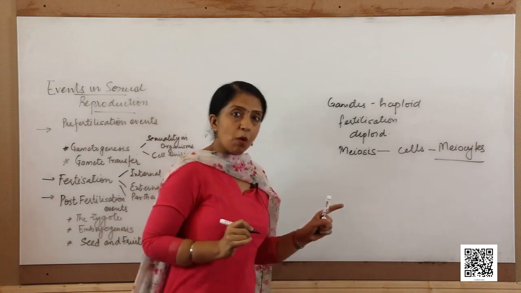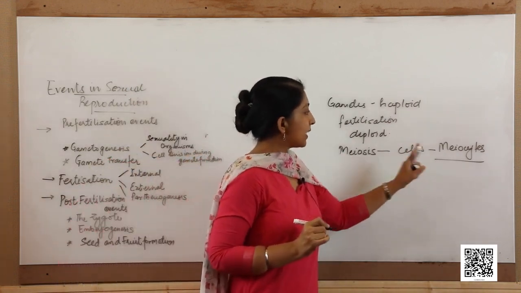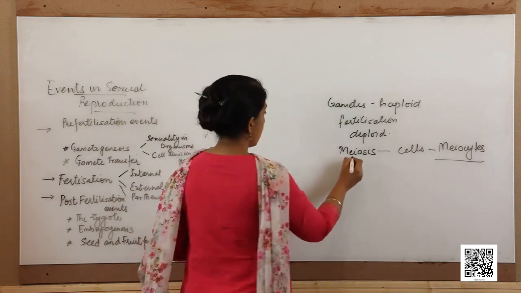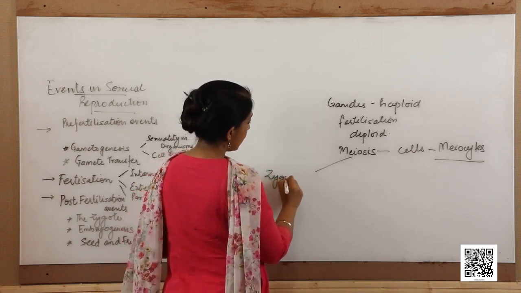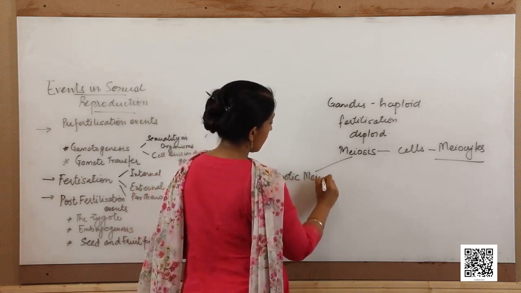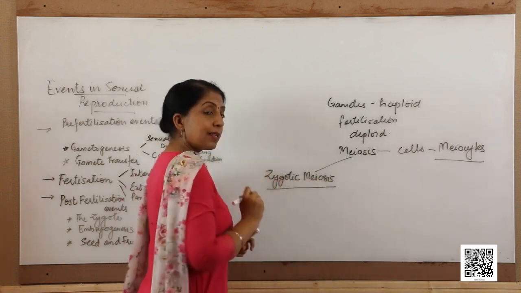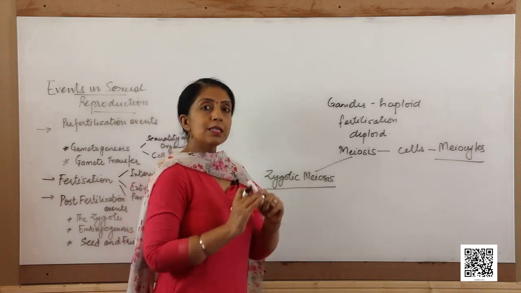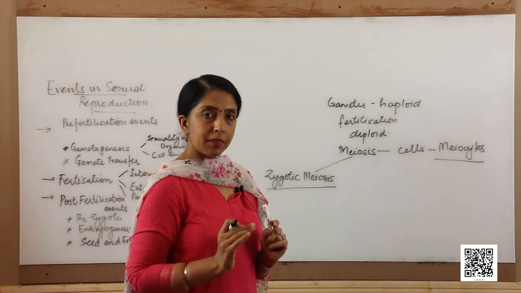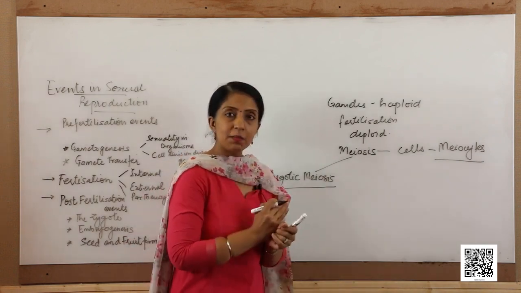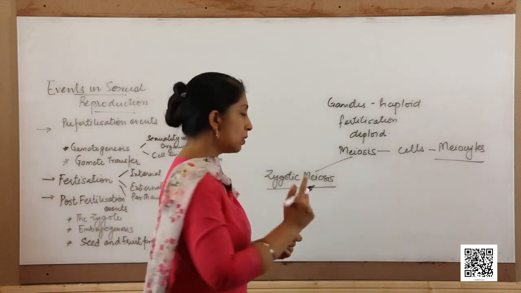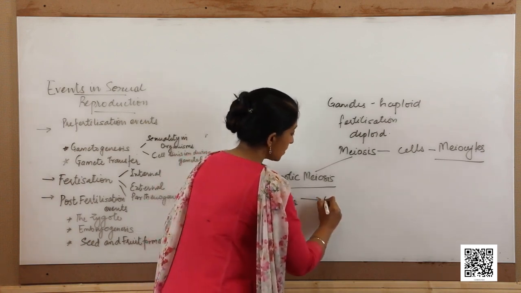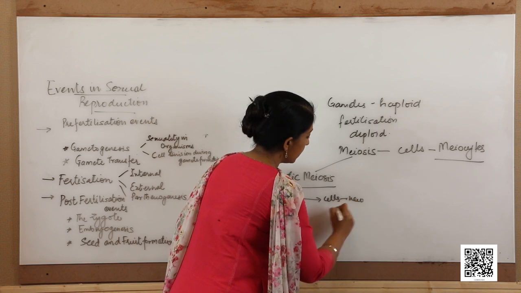Now, depending upon which cells act as meiocytes, we can say that meiosis can be of three types. First is the zygotic meiosis. What is zygotic meiosis? This is seen in lower algae, where the zygote acts as a meiocyte, and the meiosis takes place in the zygote and it gives rise to the cells which form the new individuals.